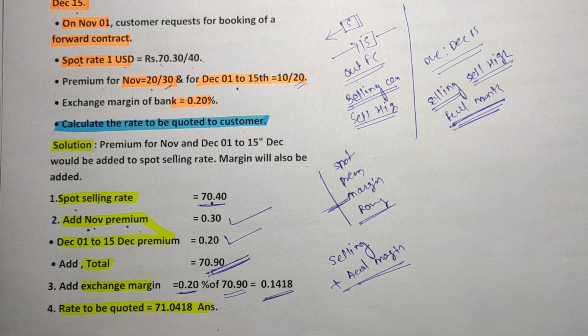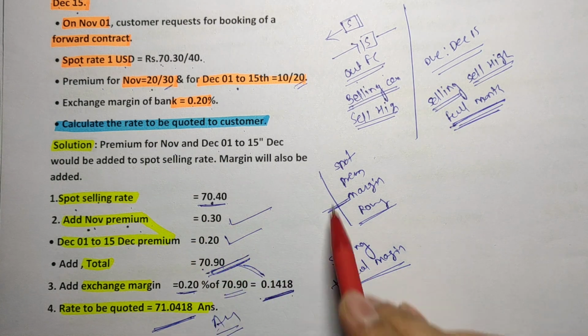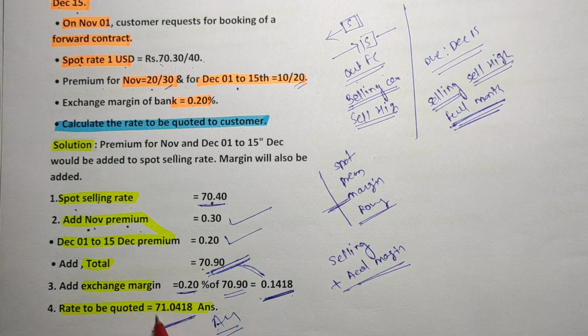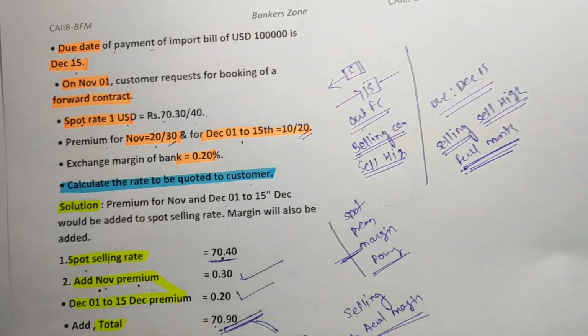So the margin is 0.1418. When you add that margin to this value, that is 70.90 plus 0.1418, you will get 71.0418 as your final answer. They have not mentioned anything about rounding off, so don't worry about it. So your answer will be 71.0418. Now we have to move to the next case study.